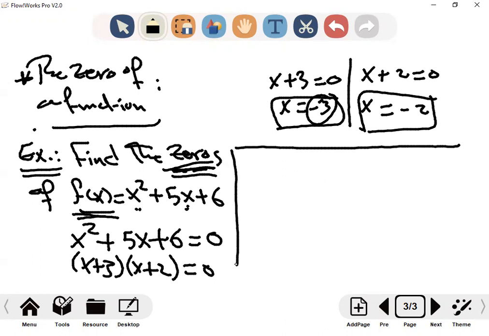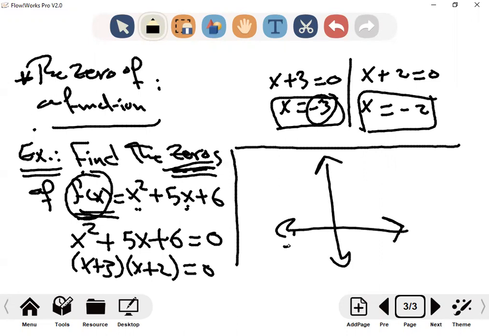Now, in general, if you want to graph this function, which we found the zeros for, these two values, -2 and -3, are the x-intercepts. The vertex, because a is positive, should be down, and the curve should pass through -2 and -3. We took that before, right? I'm not talking about any new ideas here.